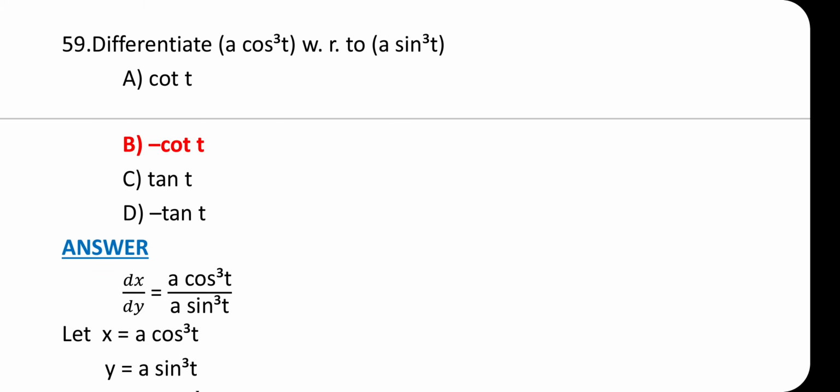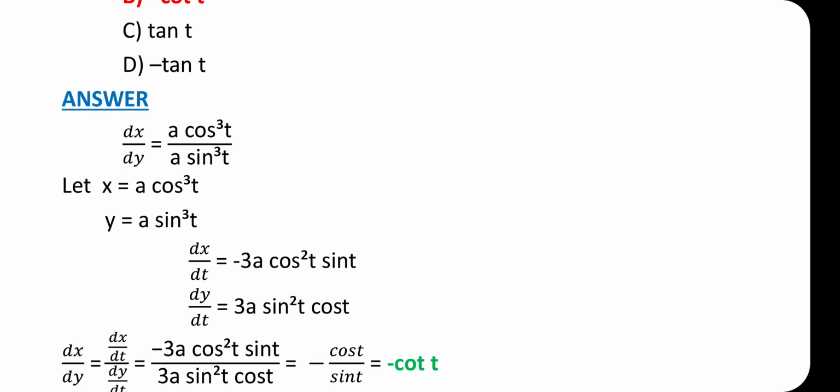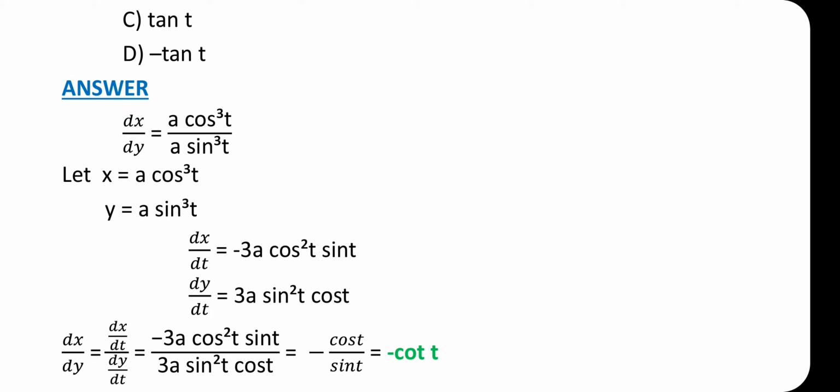Question number 59. Differentiate A cos cube t with respect to A sin cube t. Answer is minus cot t. We know that dx by dy equal to dx by dt divided by dy by dt. Consider x equal to A cos cube t and y equal to A sin cube t. Dx by dt equal to differentiate A cos cube t with respect to t.